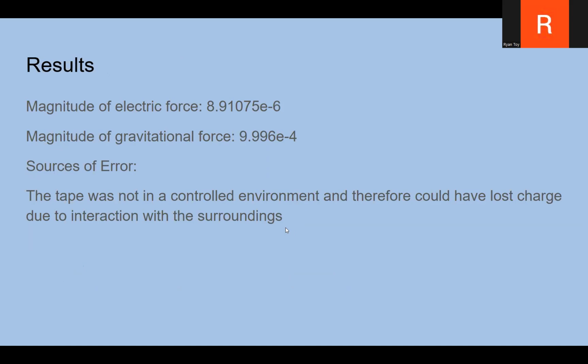And some results. The magnitude of electric force that I found measured to be 8.91 times 10 to the negative 6th, and the magnitude of gravitational force I found measured to be 9.996 times 10 to the negative 4th. Some sources of error that I found were that the tape was not in a controlled environment, and therefore it could have lost charge due to interaction with the surroundings, like a human touch or a table.